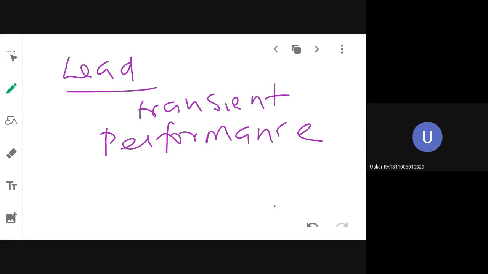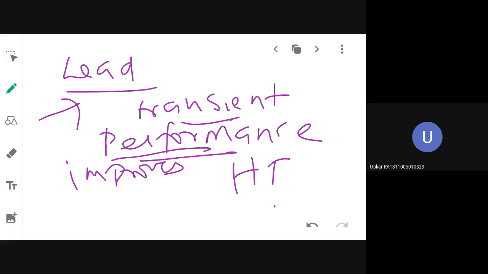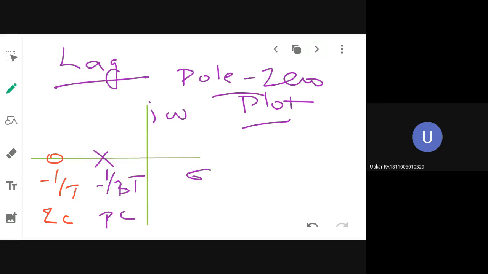Next, if you move on to the features of a lead compensator, both are opposite, lag and lead. If lag is improving steady state performance, lead will be improving transient performance, that is, the high frequency range. Next, today we will try to solve one problem on how to design a lag compensator. Before we do that, we need to discuss some derivation and some formulas that are required for the problem solution.